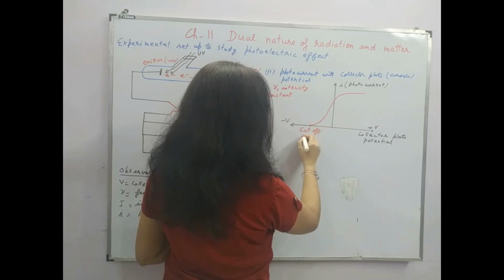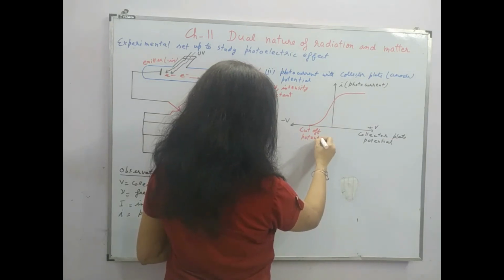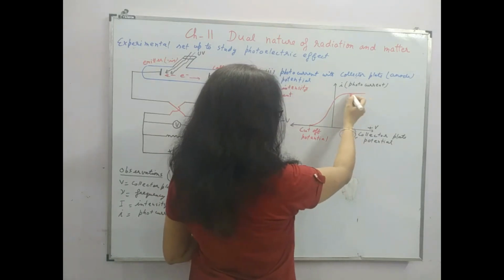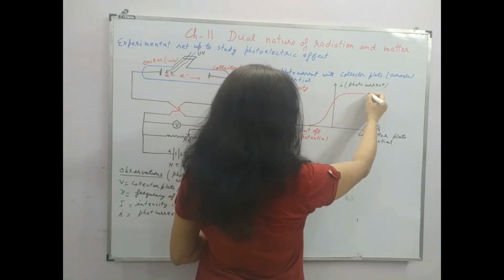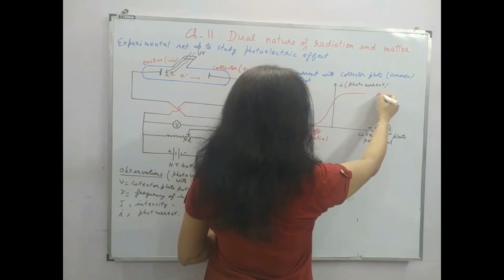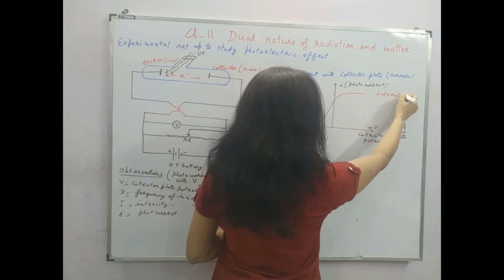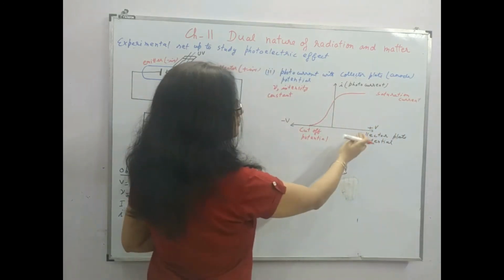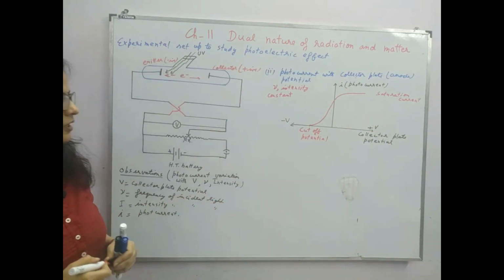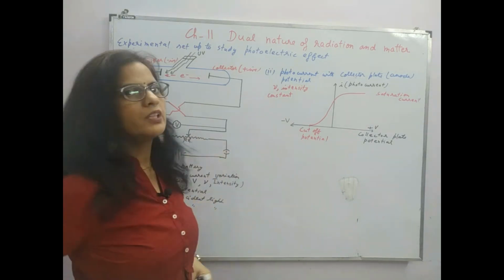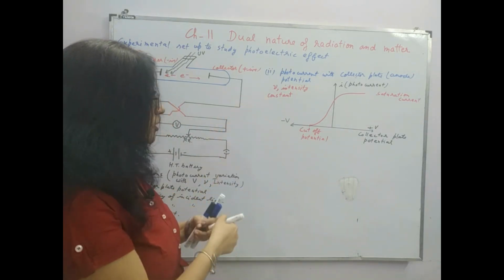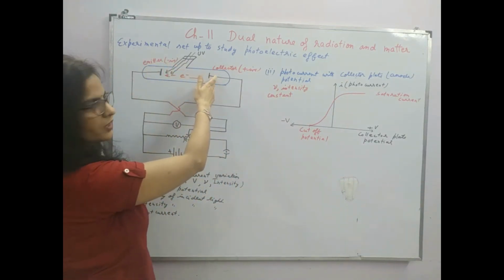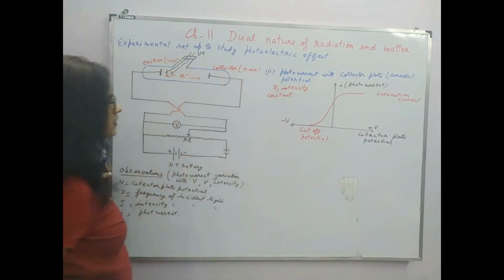This point is called the cutoff potential. I'll explain what it is. And this current where it is maximum is called the saturation current, because after this, whatever voltage you increase for the collector plate potential, the current will not change, because in this position all the electrons emitted from here reach the collector plate. So that's why the saturation current is there.